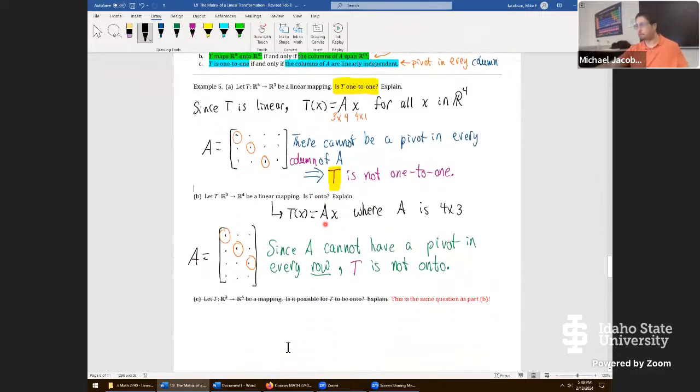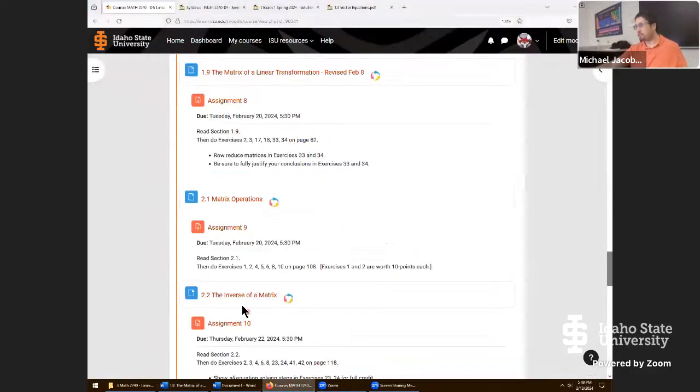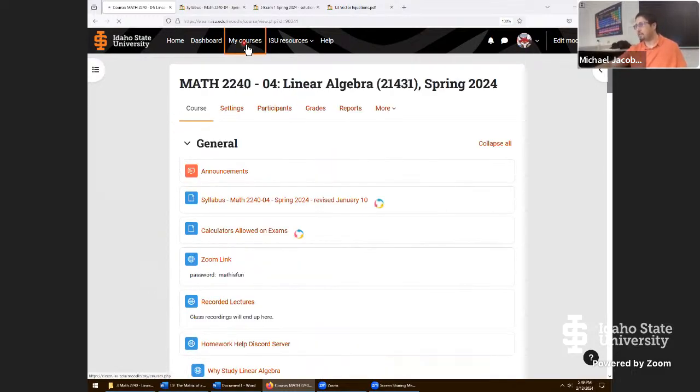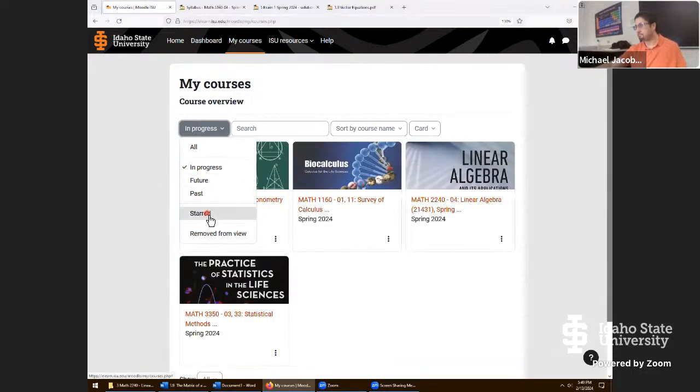Just to take a really quick preview. We're about to look into matrix operations, inverses of matrices. Let me show you the document that we definitely will have on our second exam. It's going to be somewhere on last semester's.